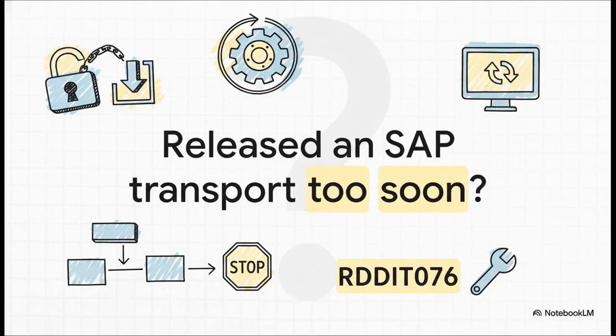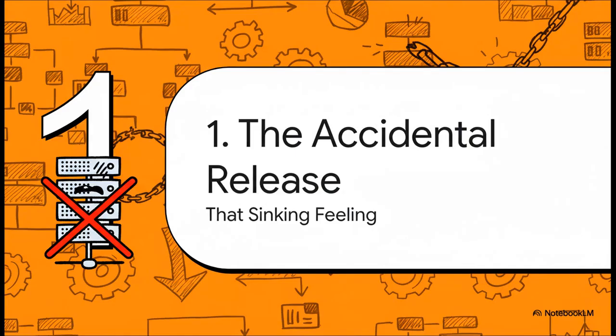So be honest, have you ever done this? Released an SAP transport just a little too soon. Maybe it's a finger slip, a split-second distraction, and then boom, it's gone. That moment of pure panic? Yeah, we've all been there. And that leads us right into our first section, the accidental release.